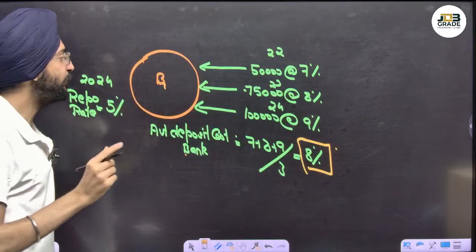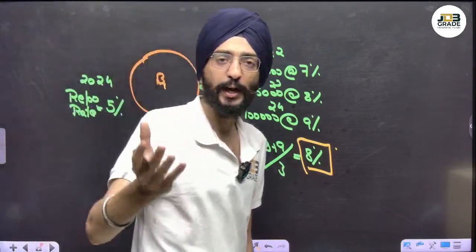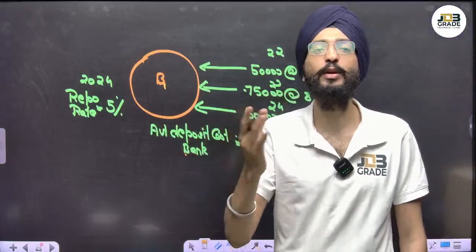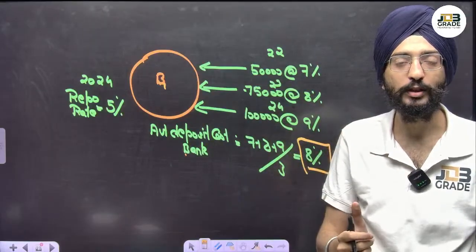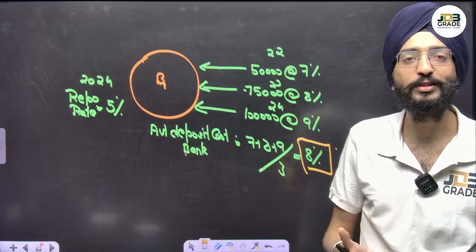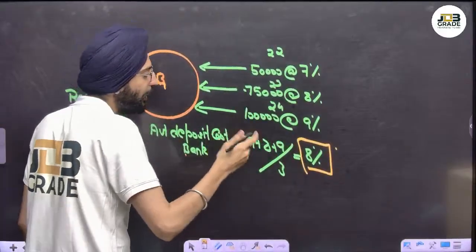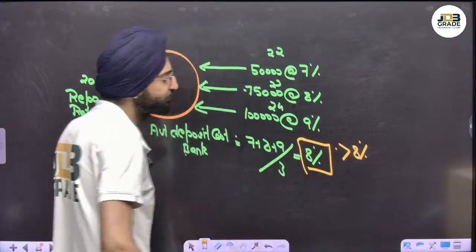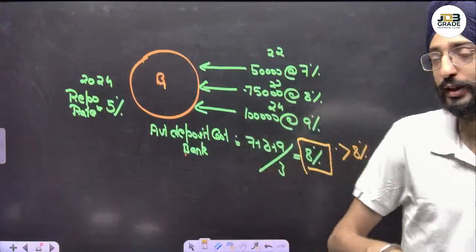So just tell me, if the average cost for the bank is 8%, will it lend at more than 8% in the market or less than 8%? The answer is more than 8%. It's common sense. Because if the average cost is 8%, it's going to lend at more than 8%. That's how things work.